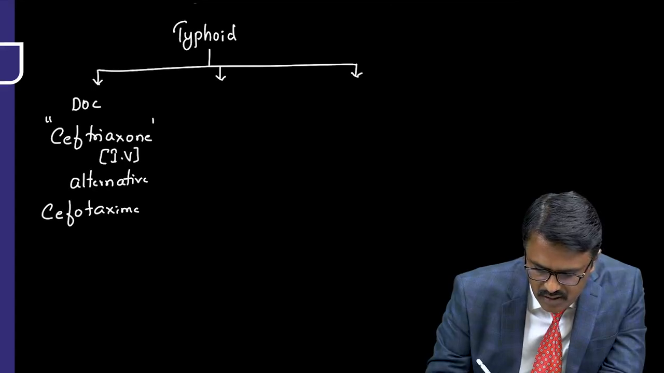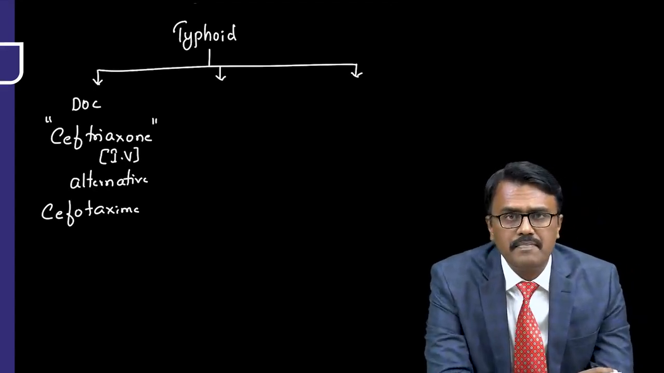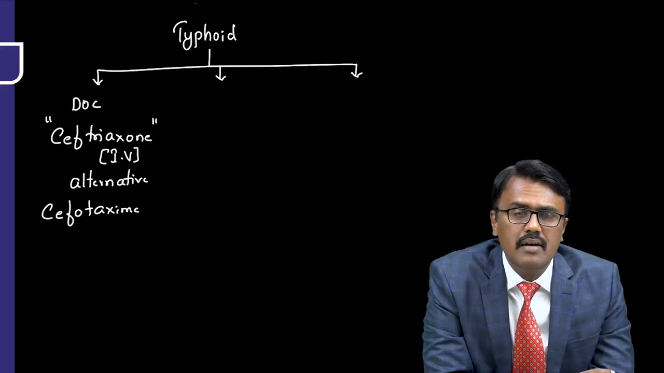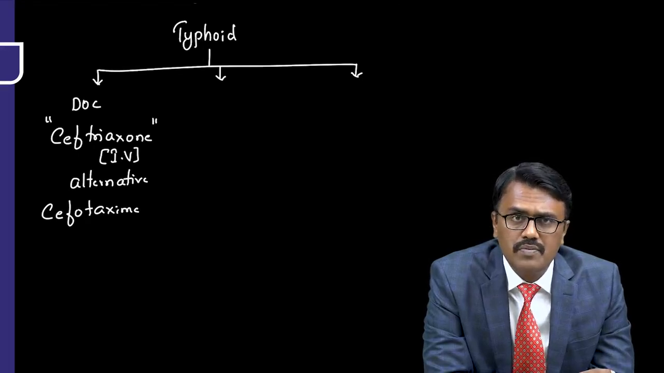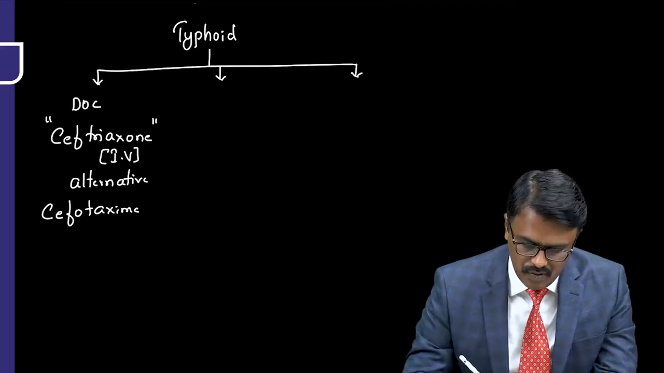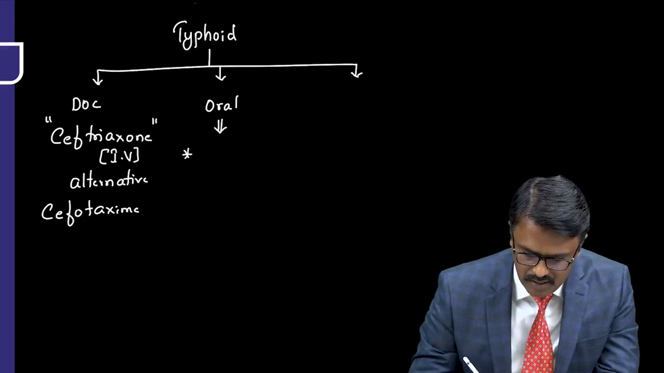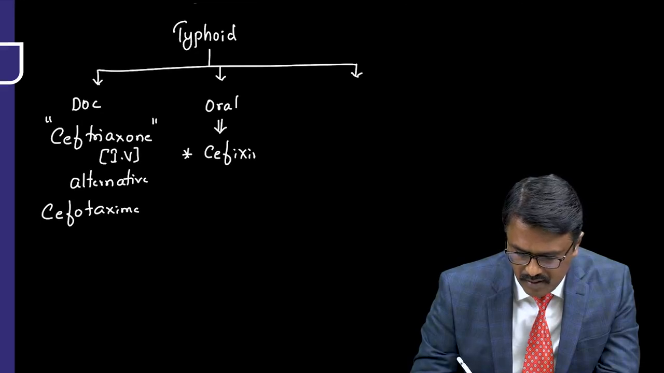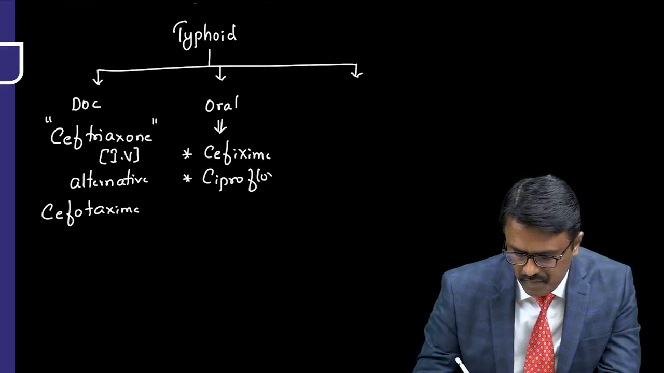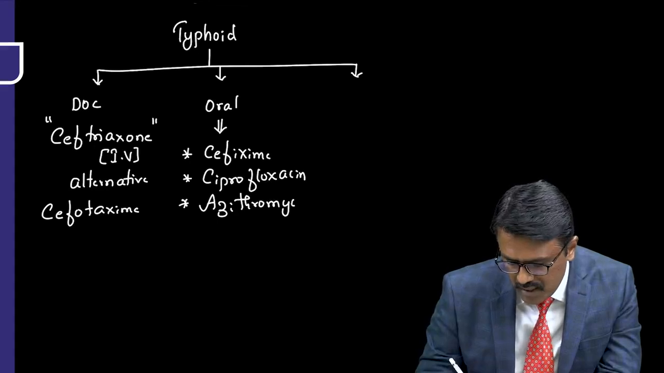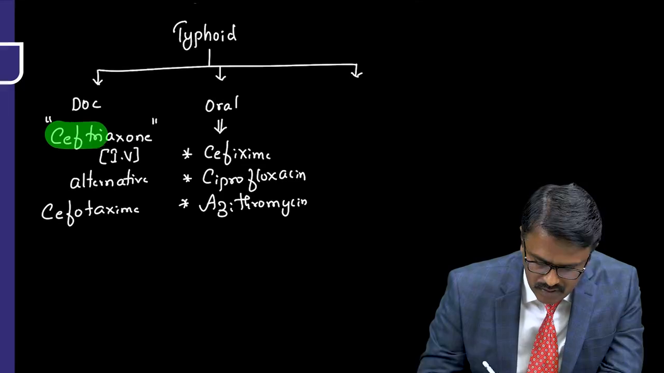Why is ceftriaxone the drug of choice? Number one, it is very long acting. Number two, it undergoes bile elimination, so it can kill the bacteria in the bile also. Second, you can also give oral drugs for typhoid. The oral drugs what we have is cefixime. Then we have ciprofloxacin. And we have another drug called azithromycin. So these are options for us, but the major drug is ceftriaxone. This is the drug of choice.